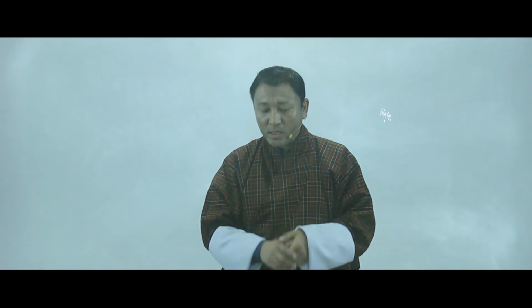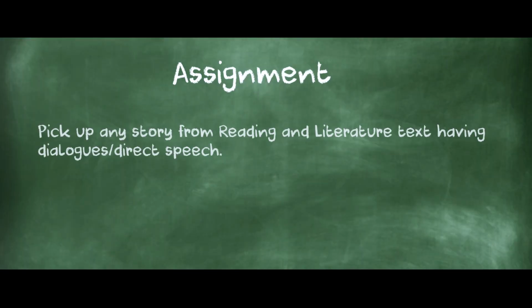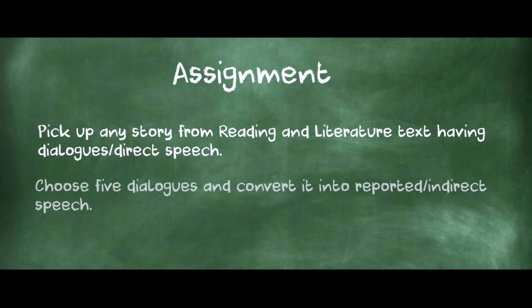With that, I hope that you are now confident in changing from direct to indirect speech and from indirect to direct speech. So let me give you a practice exercise so that you would be more confident. Pick up any story from reading and literature texts having dialogues or direct speeches. Okay? So from there, you choose 5 dialogues and convert them into reported or indirect speech. Is that clear? Thank you.